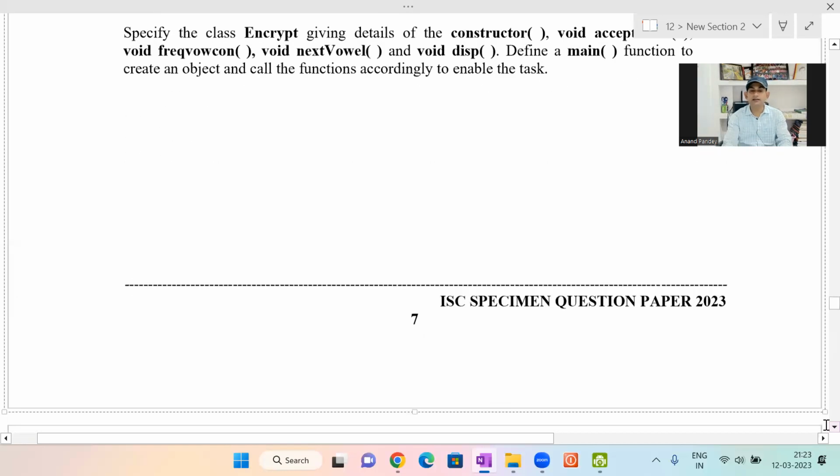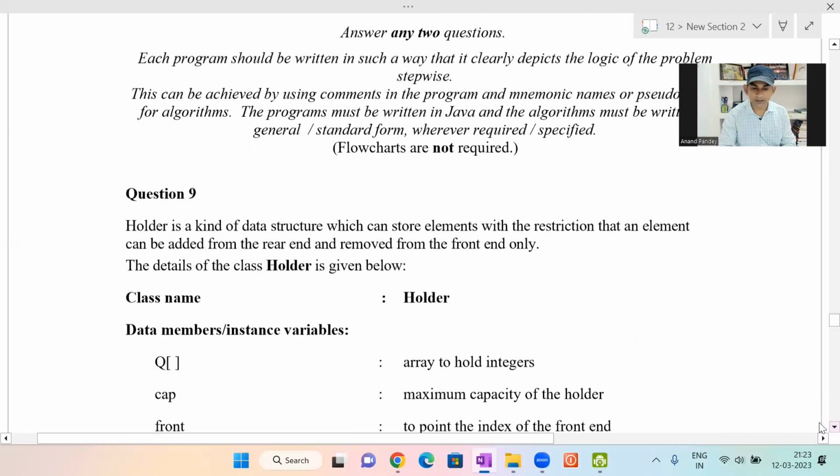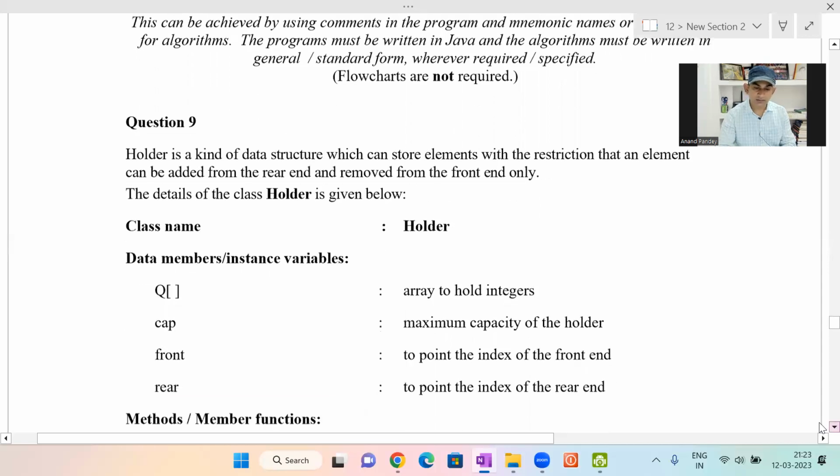In section C, there are 3 questions. Out of those 3 questions, 2 programs will be there. One program will be of inheritance, and the second program will be of stack and queue, either stack or queue, sometimes stack, sometimes queue. It is a pattern question as well, so I will discuss that afterwards.